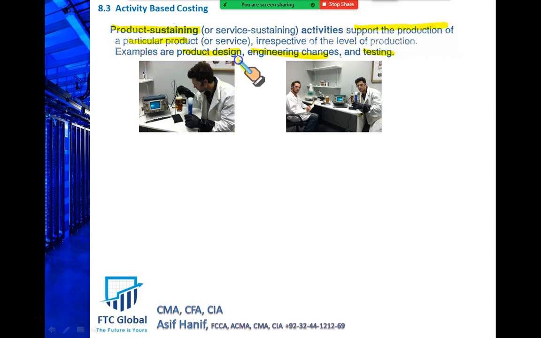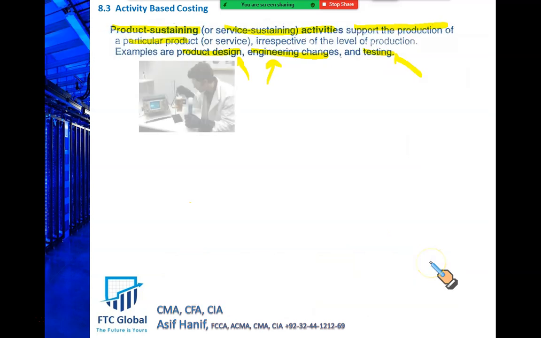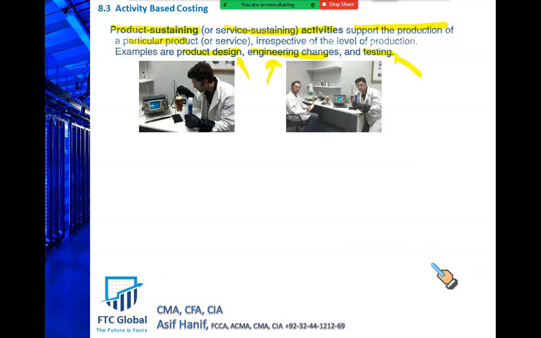All the costs related to product design, engineering changes, testing, these are the costs what you call the product sustaining costs, sometimes also called the service sustaining activities, right? So be very clear on this. Unit level activities are very close to the end product. Batch level are incurred on the groups. Product sustaining are incurred for a particular product, and there could be many groups under it.